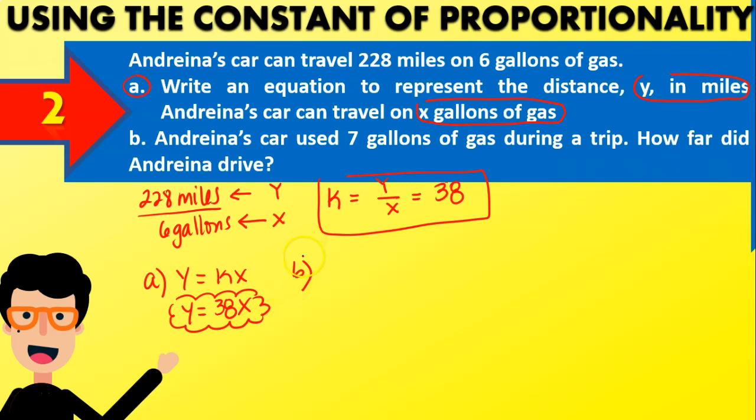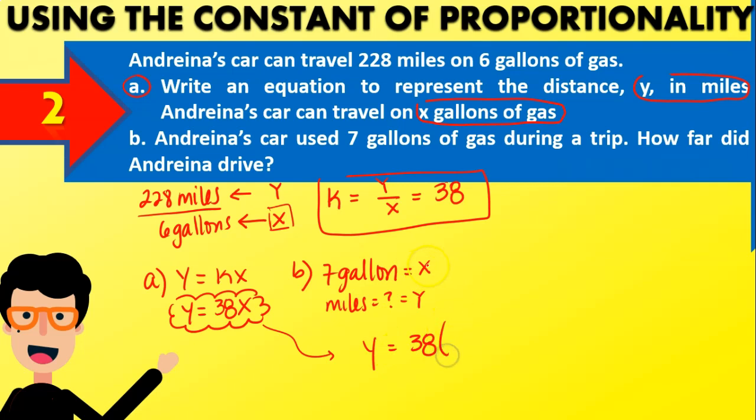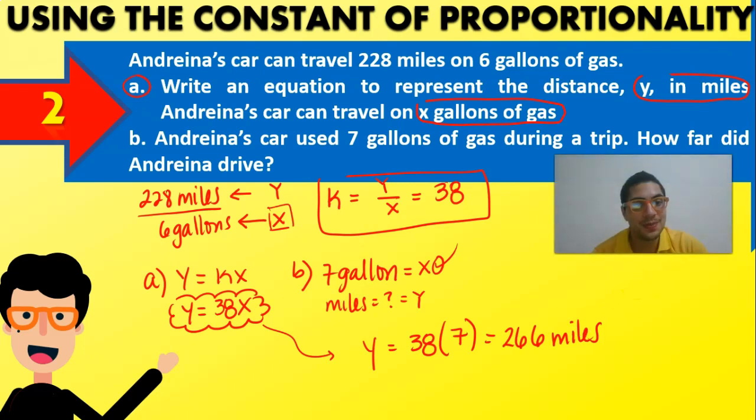Now on B, it says that Andreina's car used 7 gallons of gas during a trip, and now they're asking us how far did Andreina drive. So they're asking us for the distance or the amount of miles, right? So in this case, we know that gallons are going to be x, because that is what we defined in the beginning. And we don't know the value for y, but we do have the formula. So y, which we don't know, is going to be equal to 38 times x. And in this case, x is going to be the 7 gallons, meaning that when we multiply 38 times 7, the answer is going to be 266. And that is the amount of miles that Andreina's car is going to drive with the 7 gallons of gas during that trip. So guys, pretty easy.